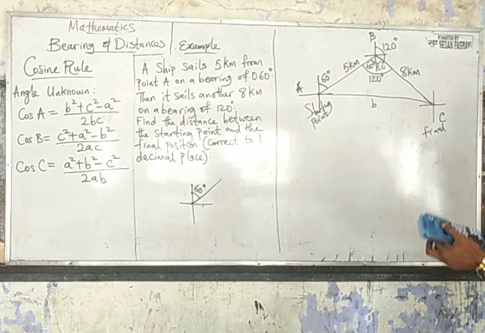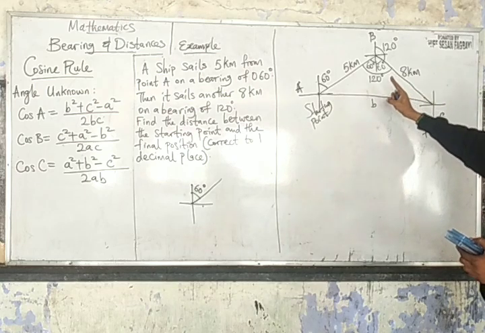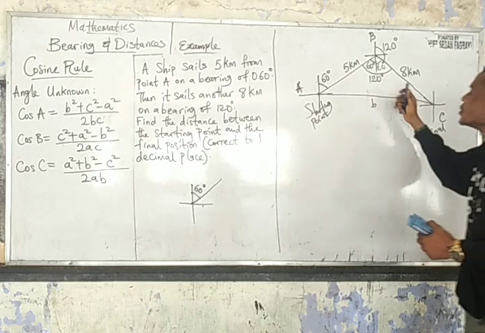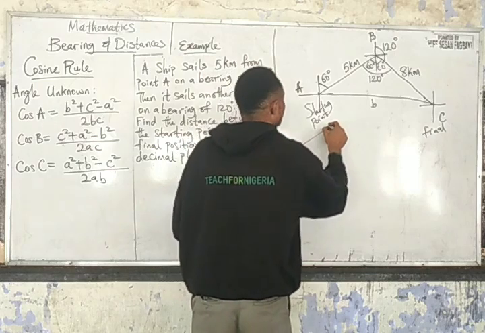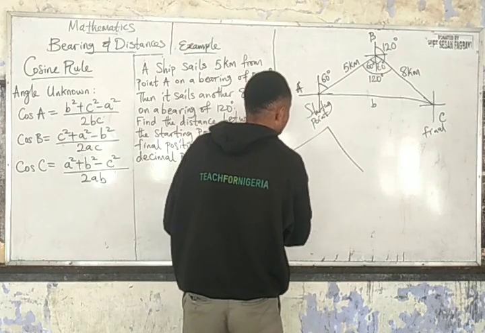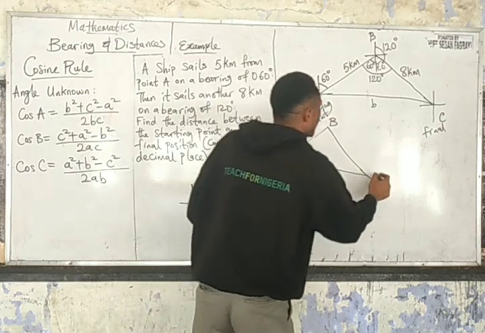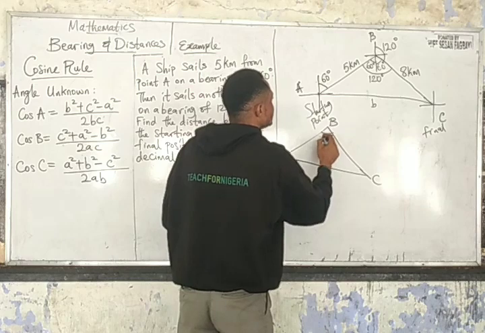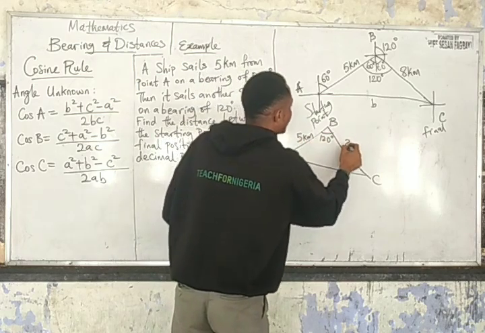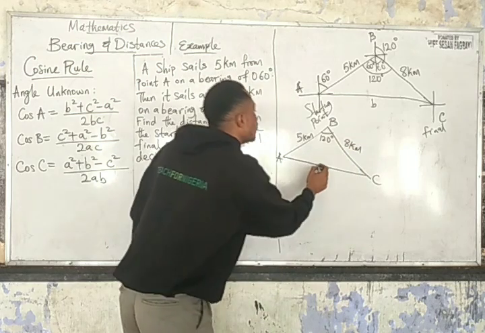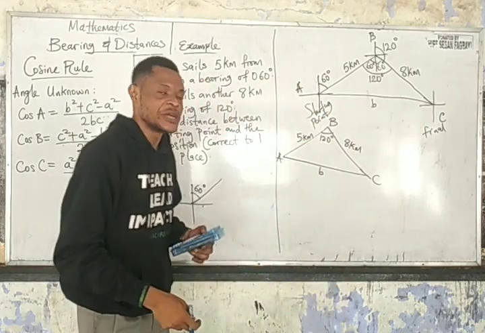Now we can think of what we are going to use. If we decide to use sine rule, you may not be able to get the answer, but let's try to rewrite the triangle now. We have our triangle to be like this. This is point B, point A, and point C. If this is 120 degrees, this is 5 kilometers, and this is 8 kilometers. I want to find B because it's the distance from the starting point to the final point.